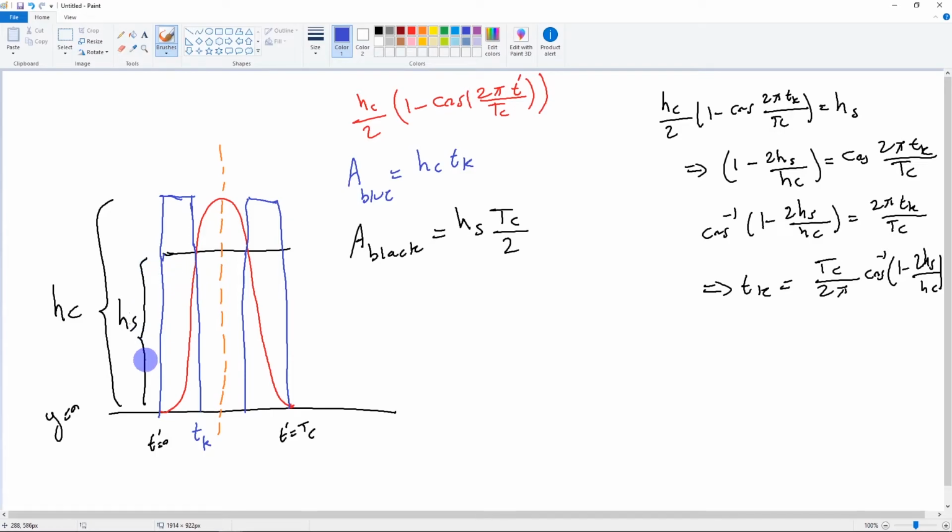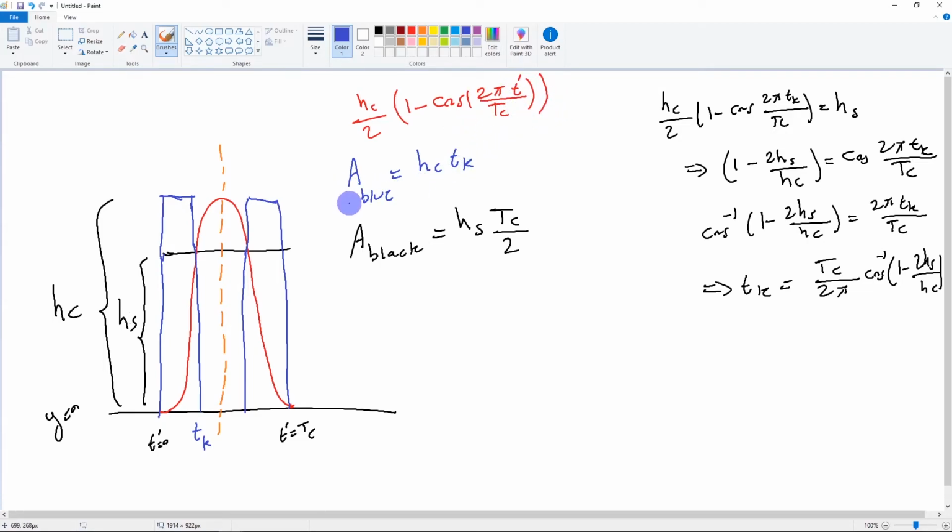Now the height of the signal, I consider it as HS, and the height of the carrier is HC. I consider the shifted time. So here is t prime 0. This is one full cycle, and this is where they intersect. Basically, the equation of this carrier signal here is this equation: HC divided by 2 times (1 minus cosine of 2 pi t prime divided by TC).